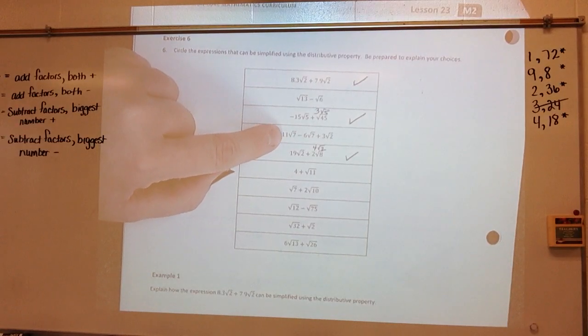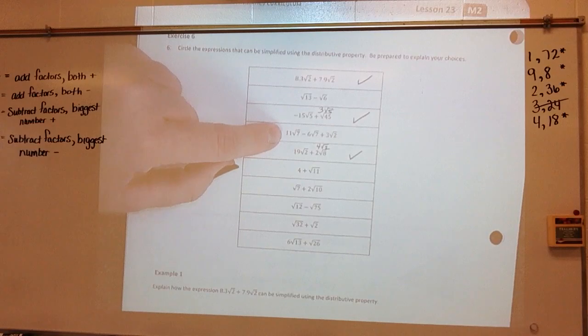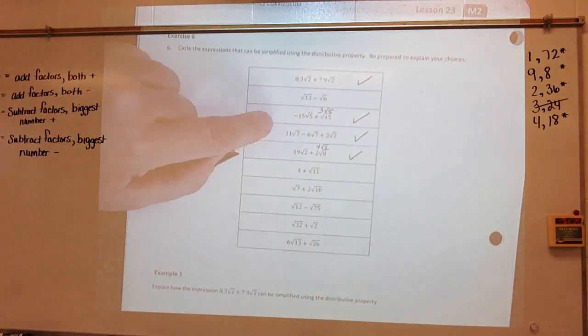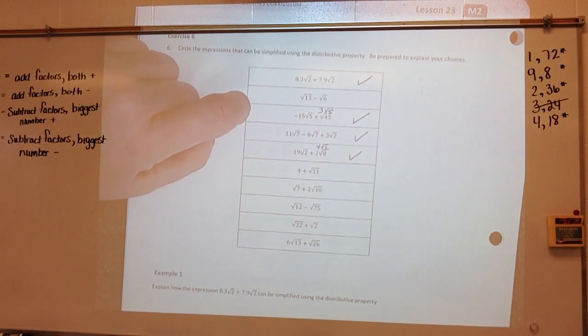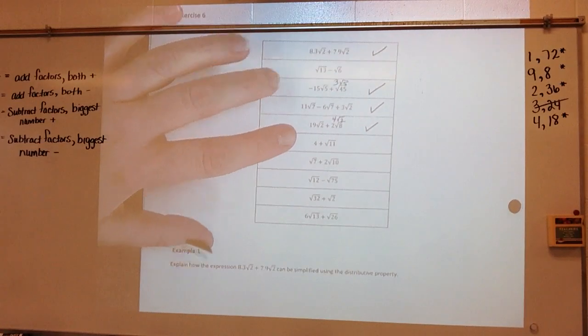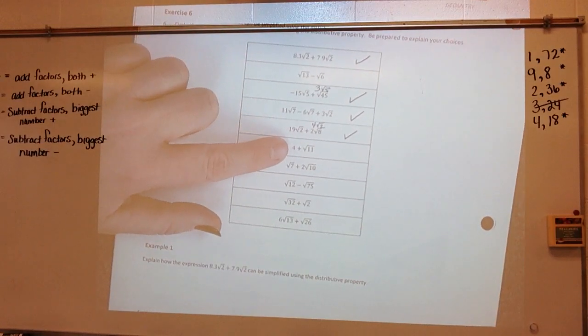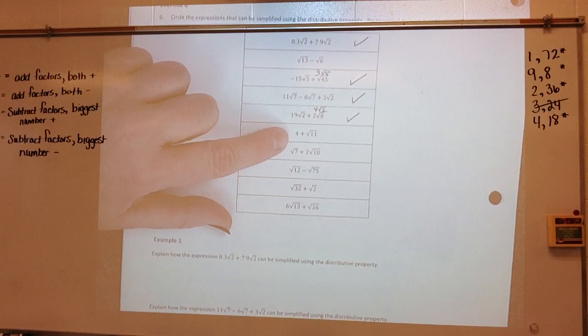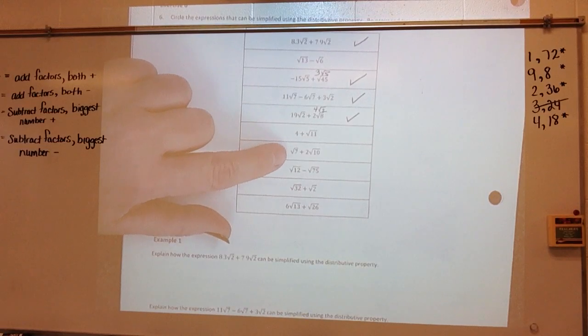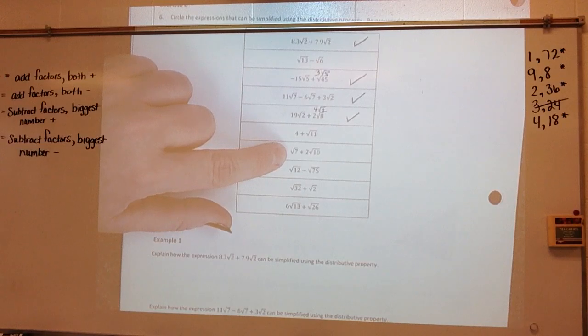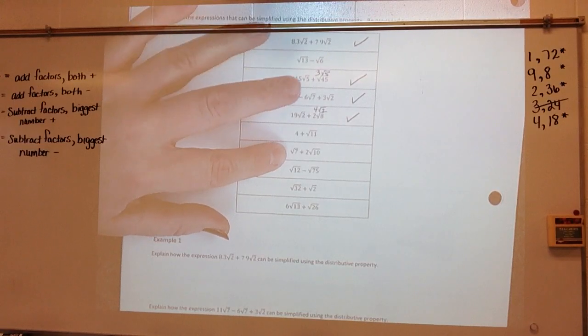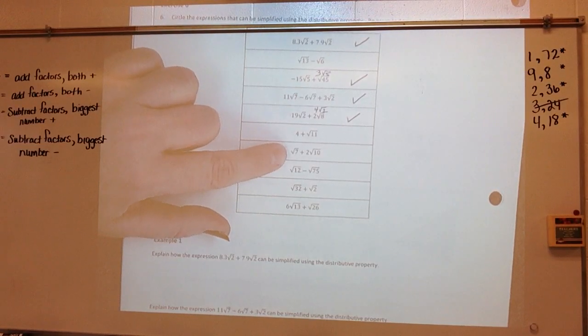I'm sorry, I skipped this one. I can factor this one. I can factor out the square root of 7 as part of this. So I can use distributive property here. 4 plus the square root of 11, I cannot rewrite the square root of 11, so I'm good. I cannot rewrite this in any way to have similar things under the radical.